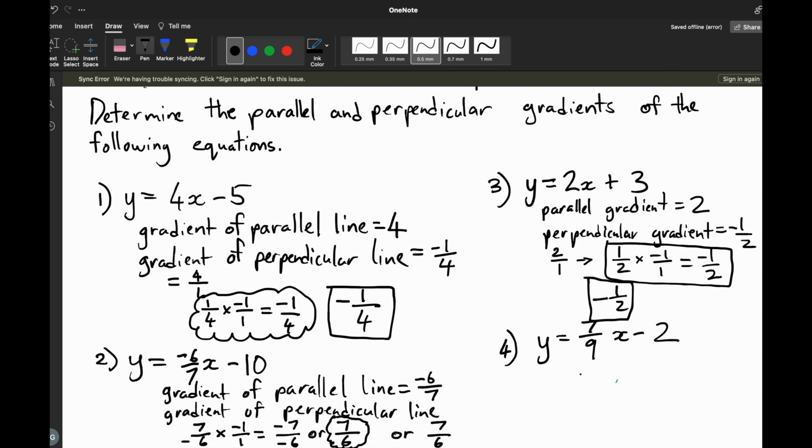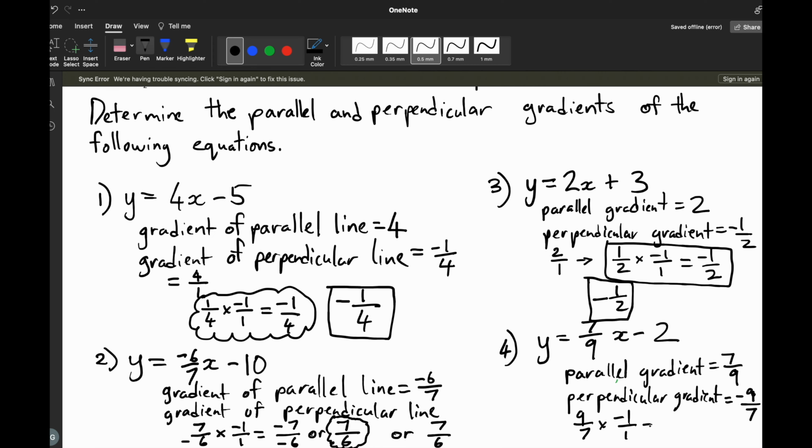All right, so what's the parallel gradient for this one below here? 7 over 9. Excellent, 7 over 9. And the perpendicular gradient would be what? Negative 9 over 7. Because we have 7 over 9, we flip it, so that's going to be 9 over 7. And then we multiply by negative 1 over 1, which gives us negative 9 over 7. So remember, perpendicular gradients have different signs and the numbers are flipped. In other words, we have the reciprocal of those numbers.